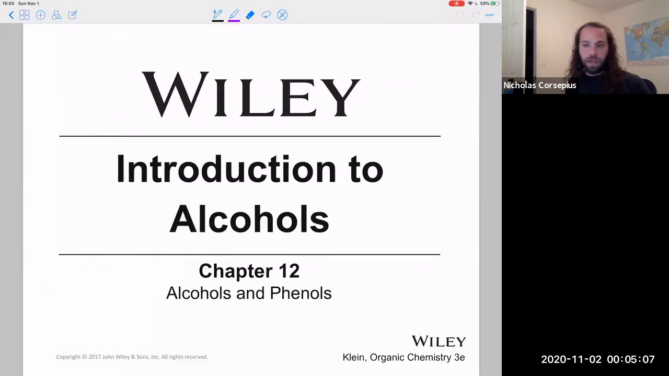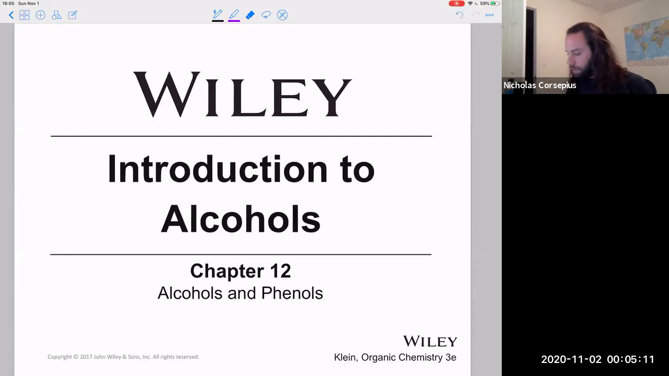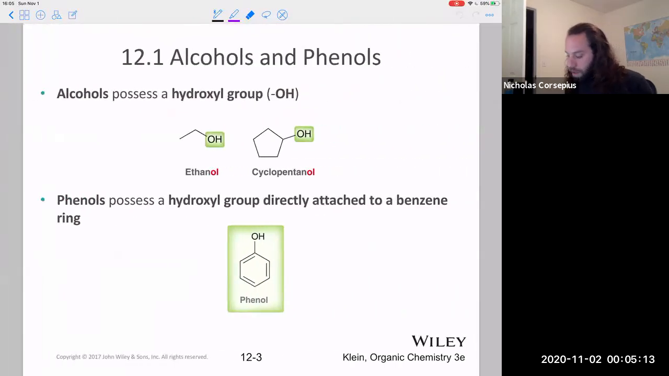So first, let's just get into nomenclature and physical properties and all that good stuff with our introduction to alcohols. Alcohols are easy to spot because, of course, they have that functional group, the hydroxyl group, right? So the OH group. And in terms of nomenclature, this is indicated by the ending "ol," right? So ethanol, that OL ending, is indicative of that alcohol functional group.